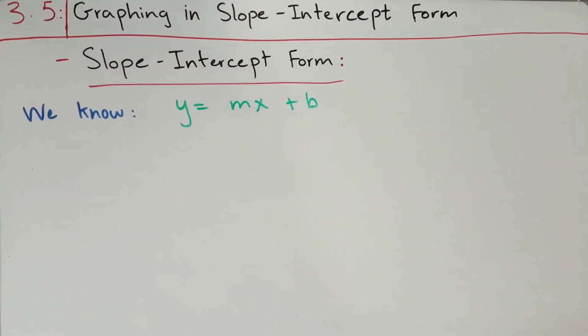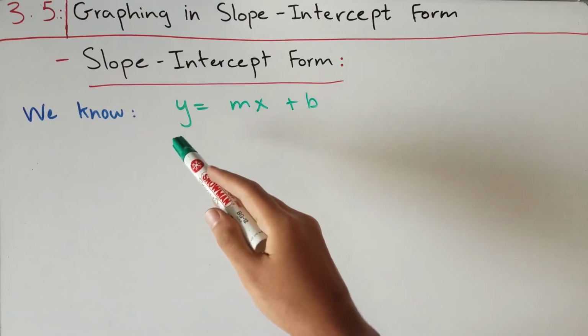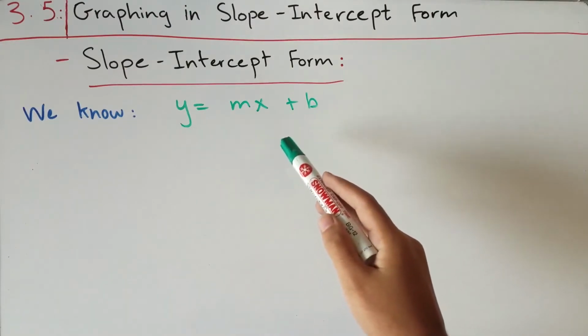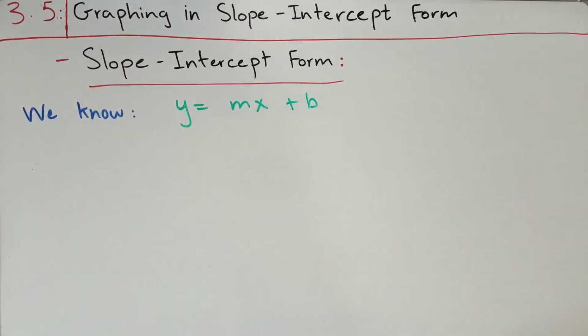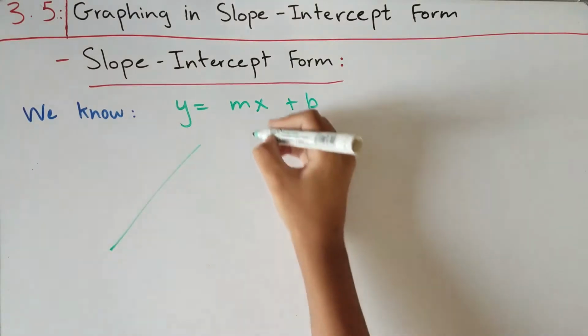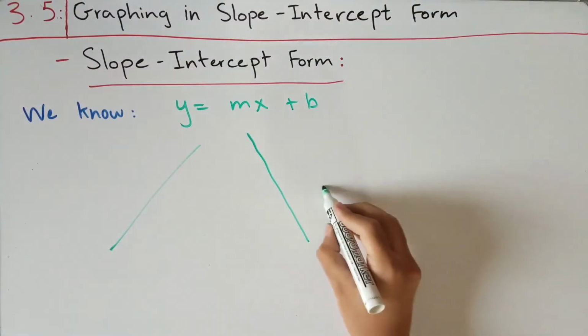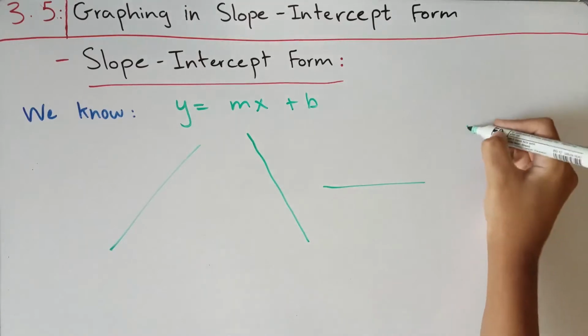From our basic concepts of linear functions, we know that a linear function can be written in the form y equals mx plus b, where y is the dependent variable and x is the independent variable, and m and b are constants. From previous videos we learned that linear functions, when graphed, can look like different lines. You could have a line that looks something like this, or a line in the opposite direction. You could have a flat line, or a completely vertical line.